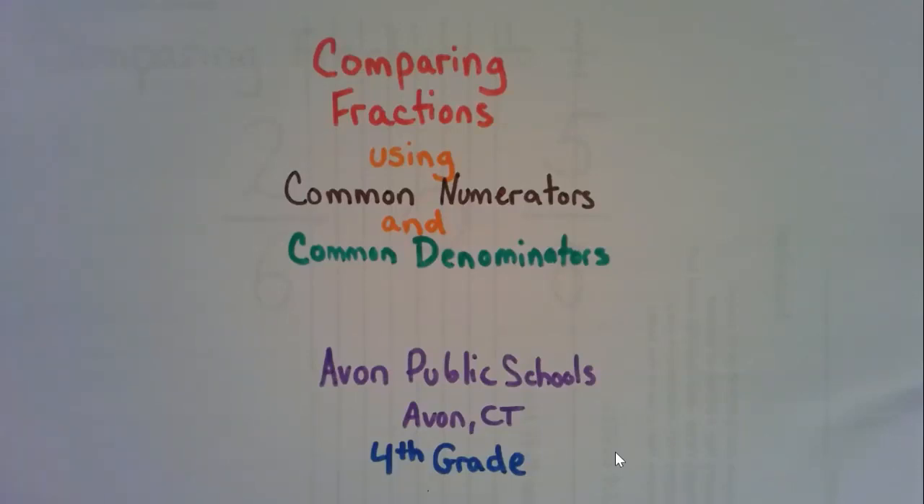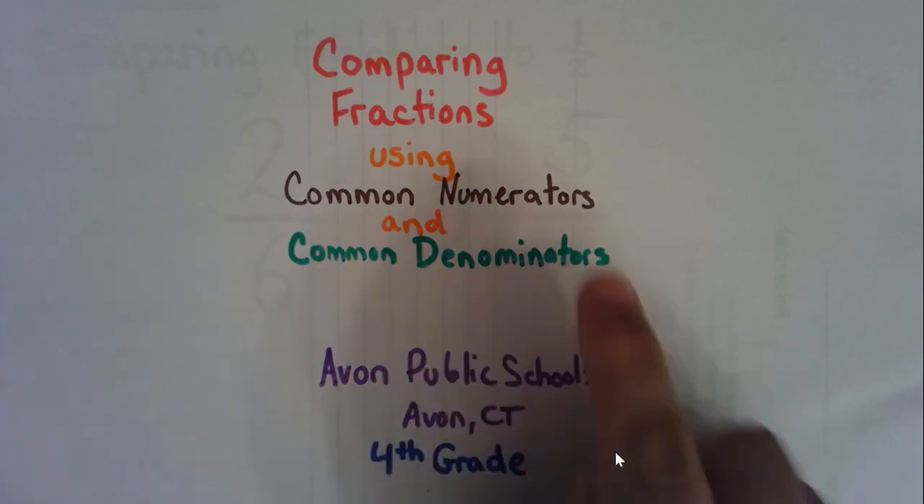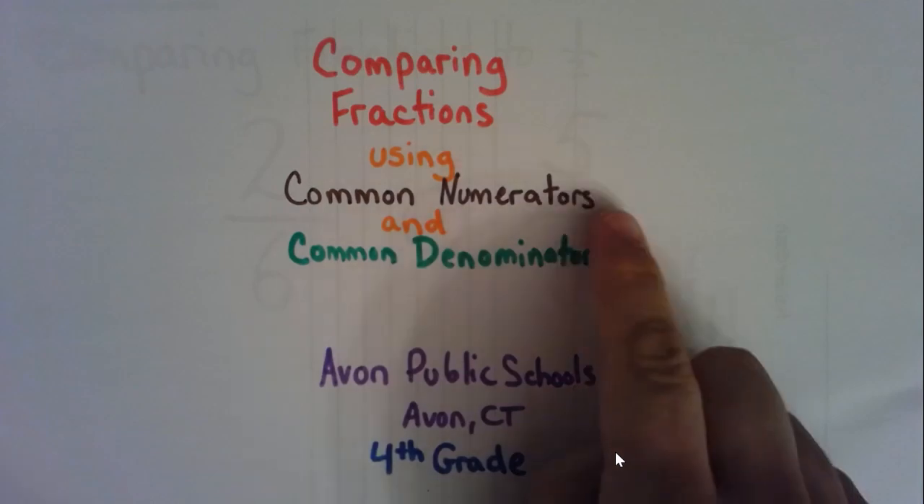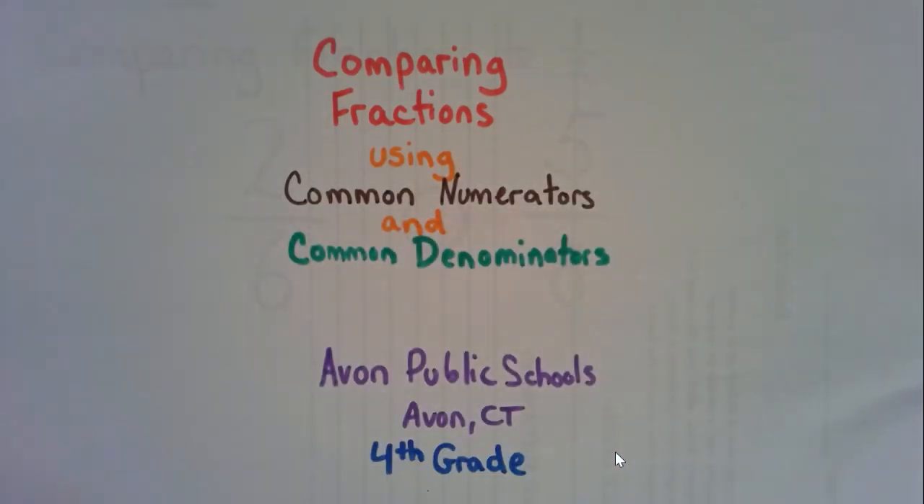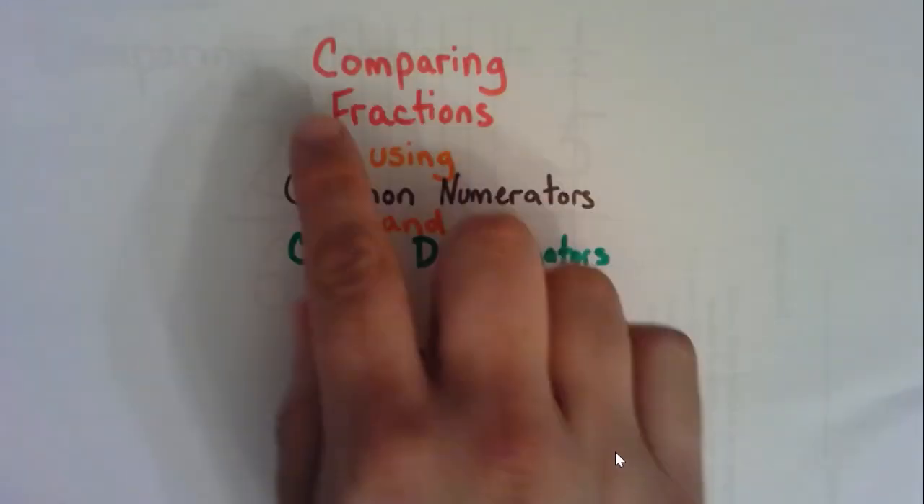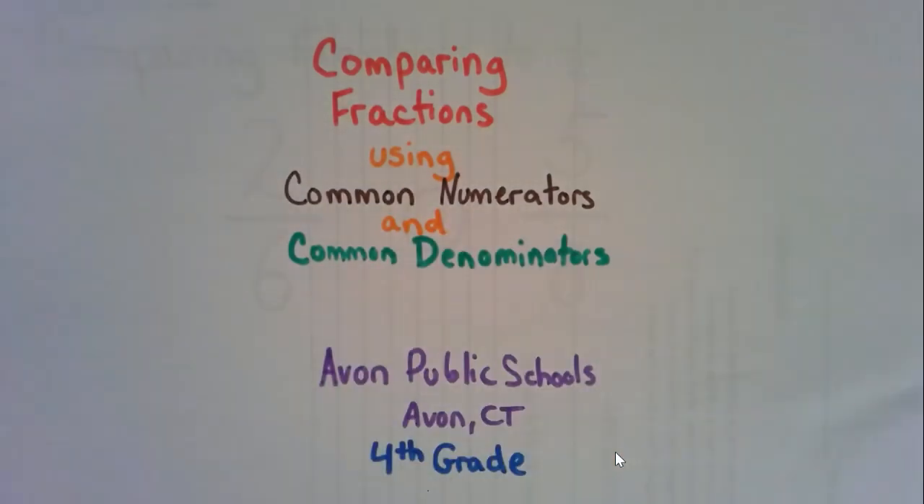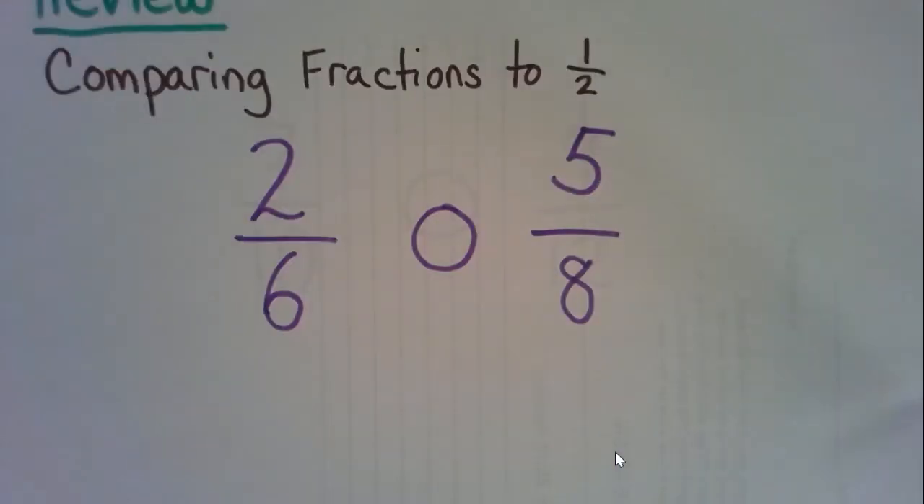Hello. In this video, we're going to be learning about comparing fractions. And to do that, we're going to be looking for common numerators as well as common denominators. We're also going to be learning about how to make common numerators and common denominators by finding equivalent fractions. But all of that is going to be used for the idea of comparing fractions to see which are greater than others, which are less than others, and which might even be equivalent to others. Let's dive in and get started.